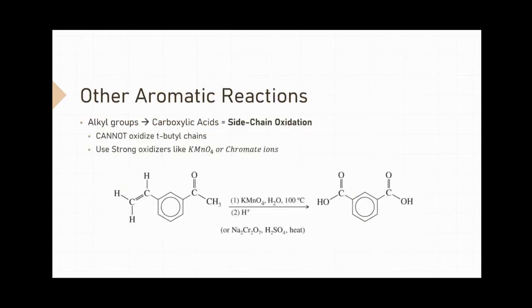So almost done. If you want to turn everything into carboxylic acid, I could use side chain oxidation with KMnO4 or chromate ions like Na2Cr2O7. So it will turn any R group into carboxylic acid, and aldehydes too. Now, one thing you can't do is tert-butyl chains. If you have a tert-butyl, you cannot oxidize it into carboxylic acid.